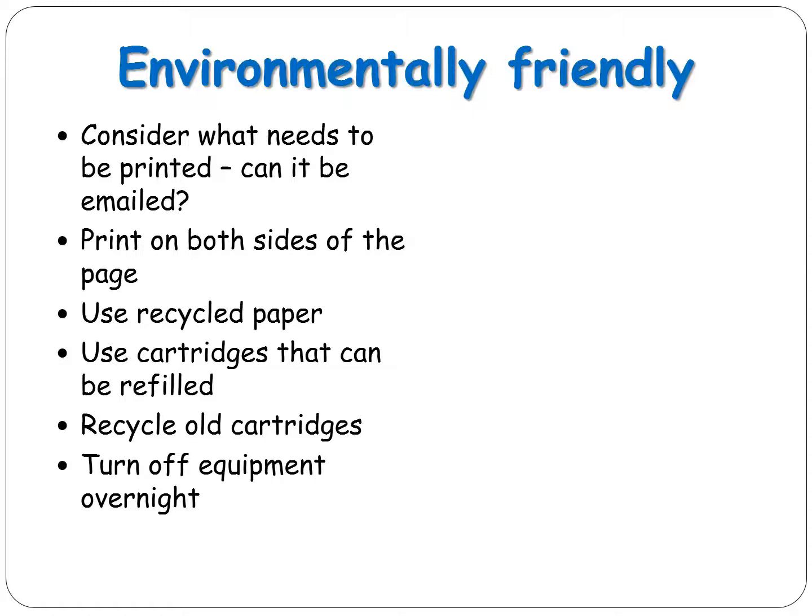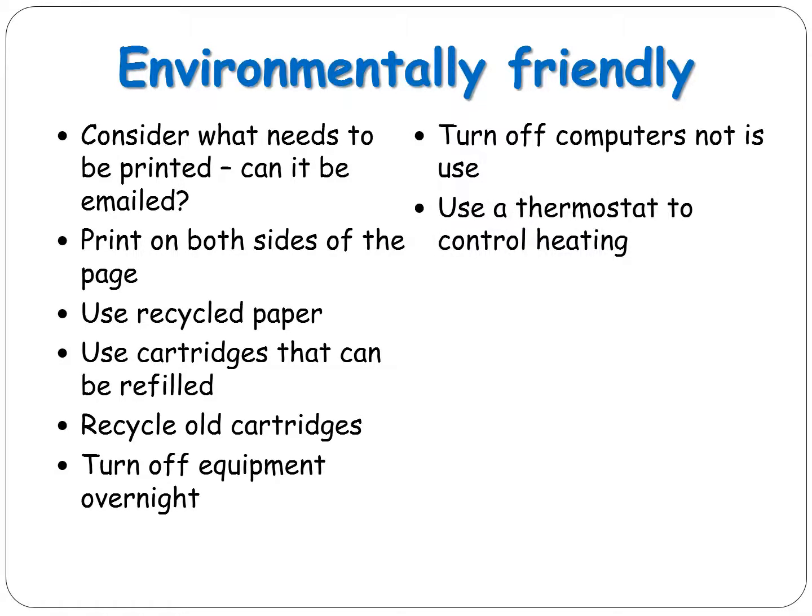Businesses can turn off equipment overnight, which means that it's not using electricity. Businesses can turn off computers not in use. Businesses can use a thermostat to control the heating. So rather than having the heating blasting all day, they can use a thermostat so that maybe it only turns on when it's lower than 16 degrees.